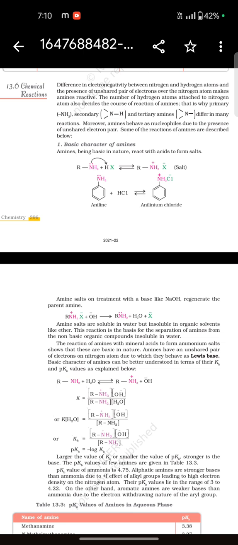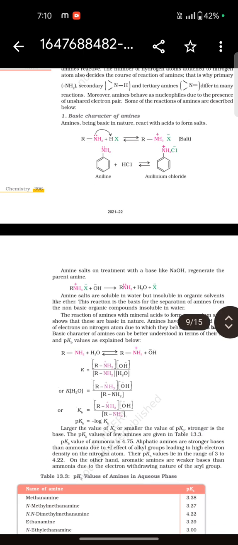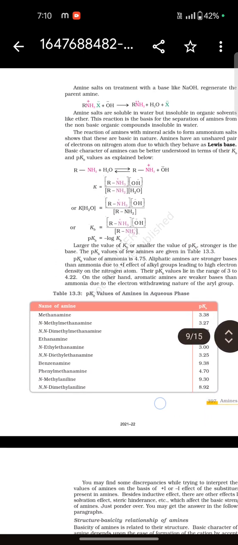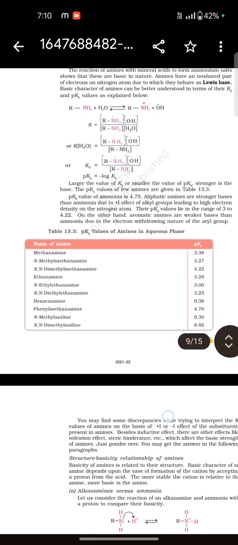The pKb value of ammonia is 4.75. Aliphatic amines are stronger bases than ammonia due to the plus I effect of the alkyl group, leading to high electron density on the nitrogen atom. Their pKb values lie in the range of 3 to 4.22. On the other hand, aromatic amines are weaker bases than ammonia due to the electron withdrawing nature of the aryl group. pKb values of amines in aqueous phase.